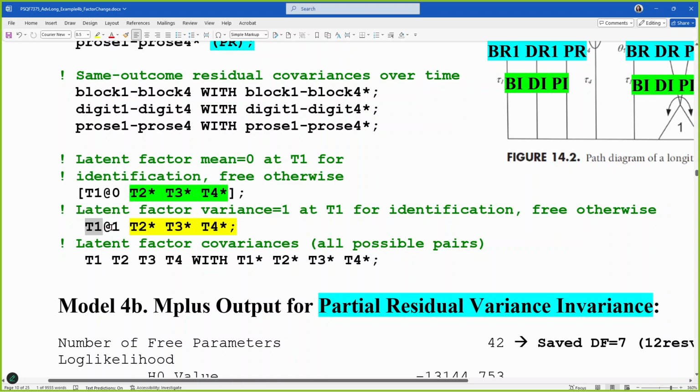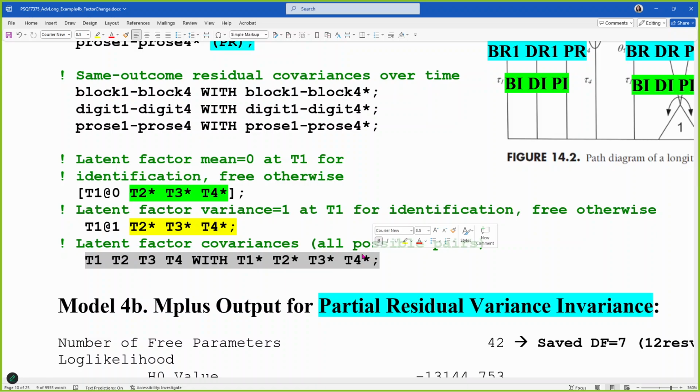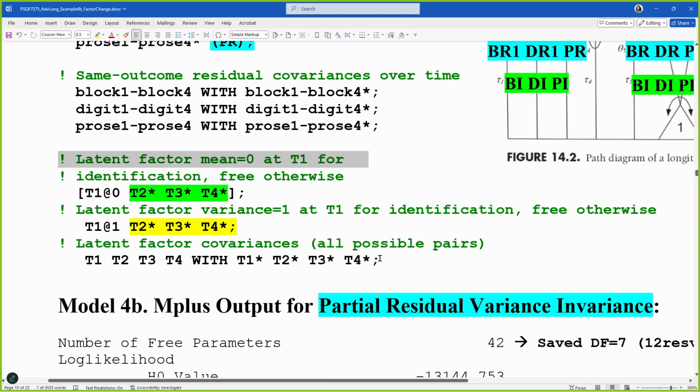Likewise, other than the variance being forced to 1 for identification at time 1, all the variances get to be whatever they want. Wait for it. And all the covariances get to be whatever they want. What did we call that last semester? Unstructured. So this is the answer key model against which we are going to see what happens with respect to change over time.